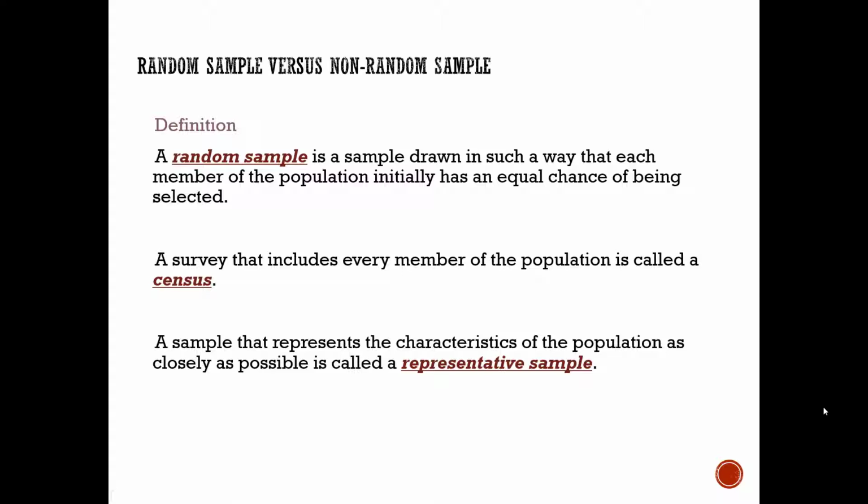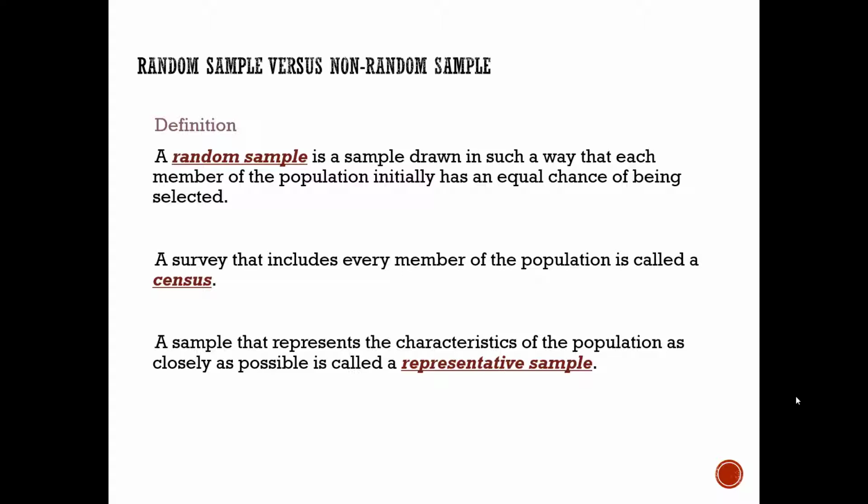Let's go on and finish some more definitions. Let's talk about random sample versus a non-random sample. It's incredibly important how we take a sample of our population because we want a sample that represents the entire population. We can't be too selective in our sample. We have to be very specific in what we do with our sampling so that everybody has a chance to be represented. Now, the definition of a random sample is one that's drawn in such a way that each member of the population initially has an equal chance of being selected.